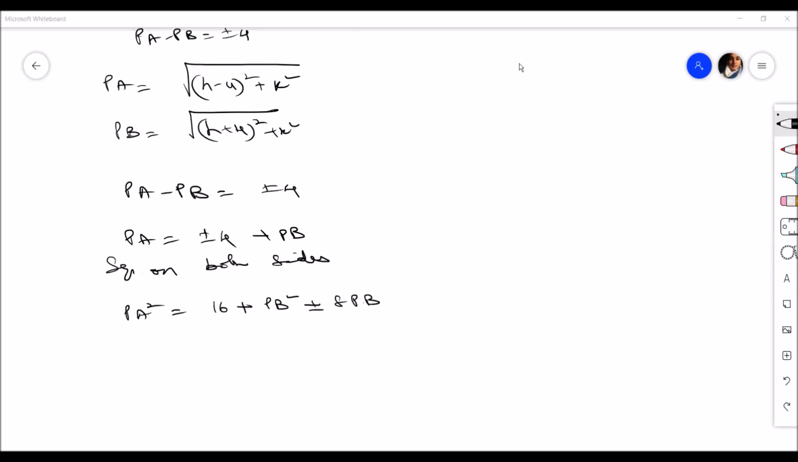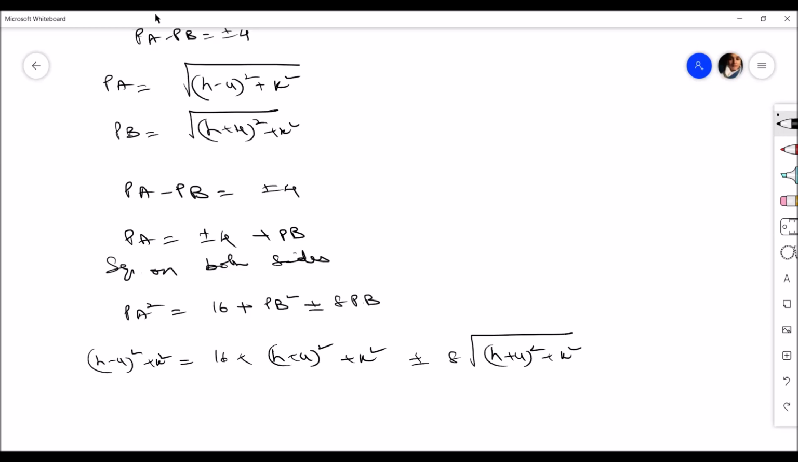It's because there is a plus or minus here. Had it been a plus, this would have been a plus. Had it been a minus, this would also be a minus. So here, since it was a plus or minus, even here I've put a plus or minus. Now, PA square is nothing but the square of this, which is (h minus 4) whole square plus k square, equal to 16 plus PB square, which is (h plus 4) whole square plus k square, plus or minus 8 times root over (h plus 4) whole square plus k square.